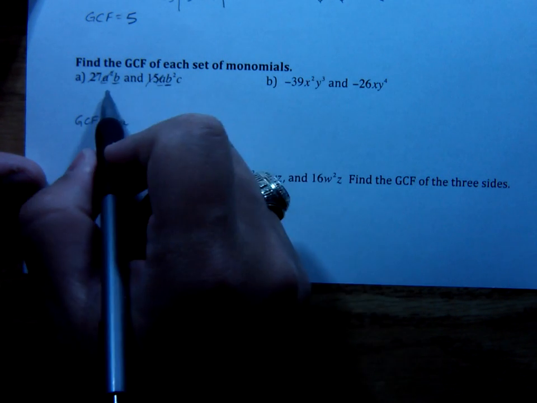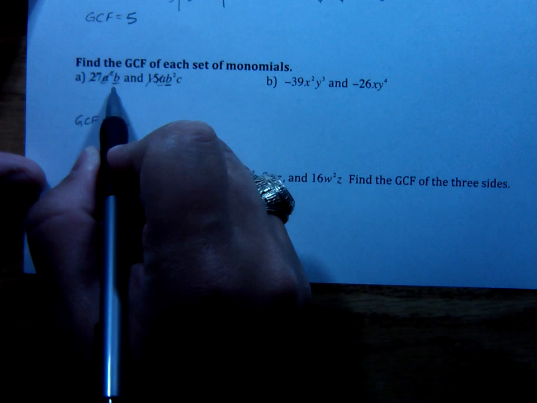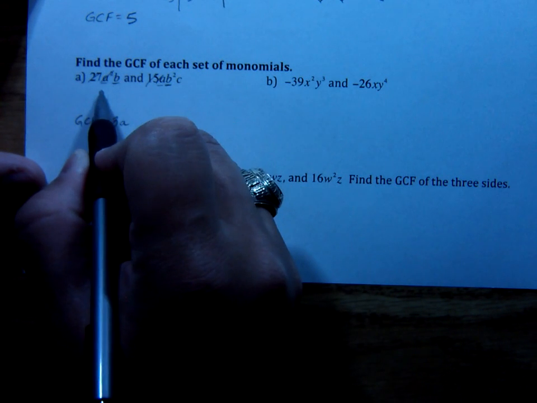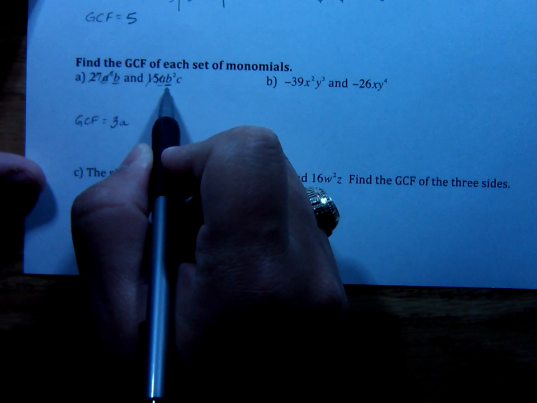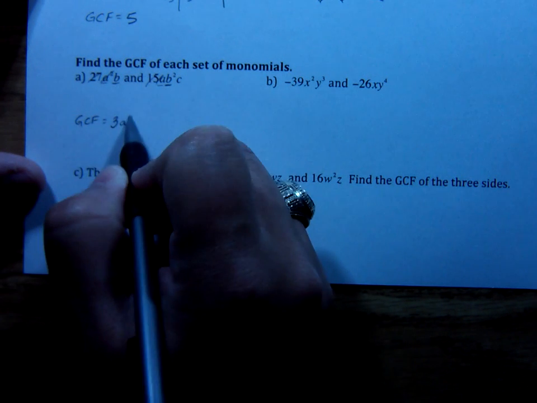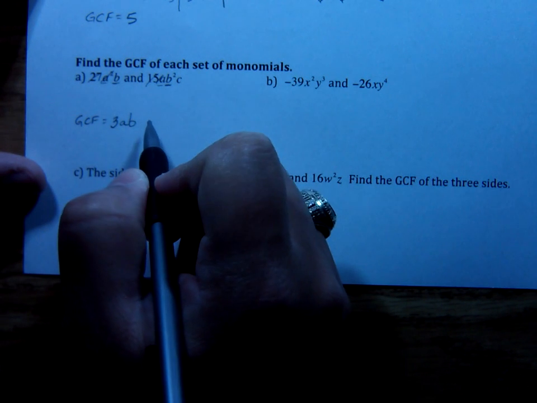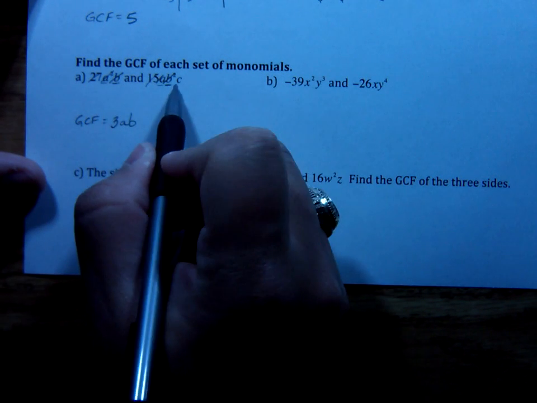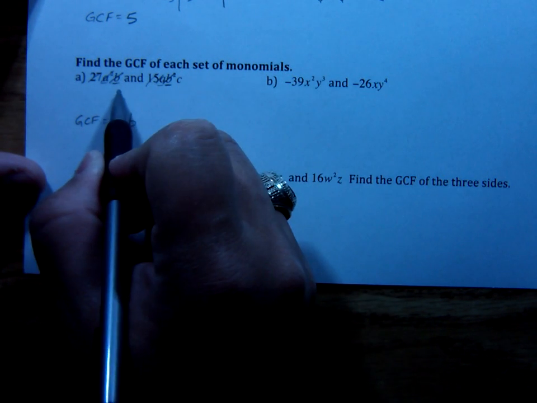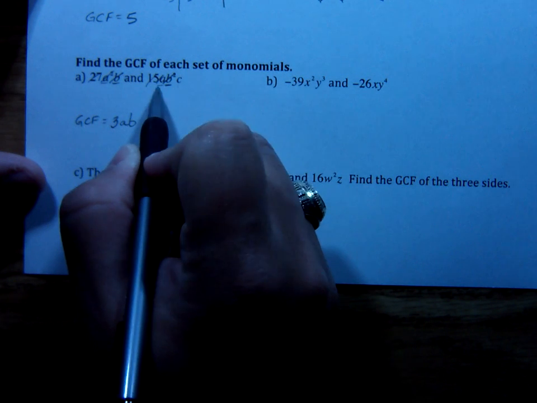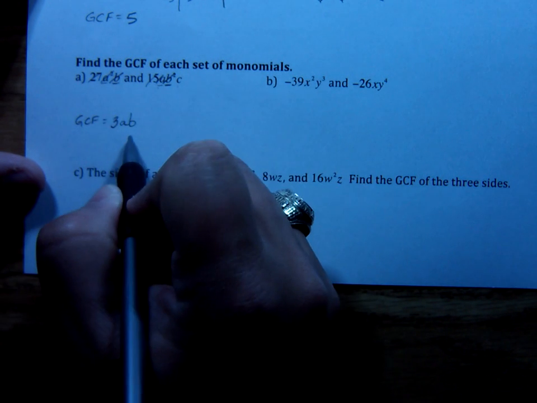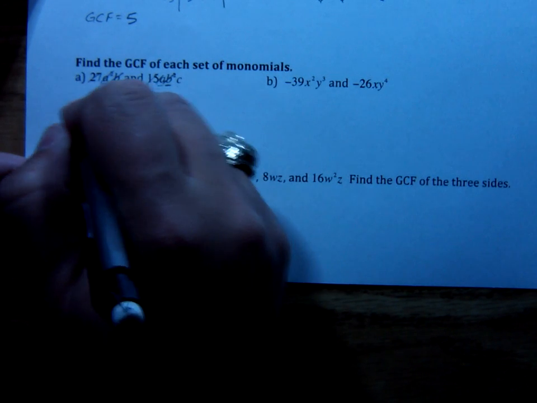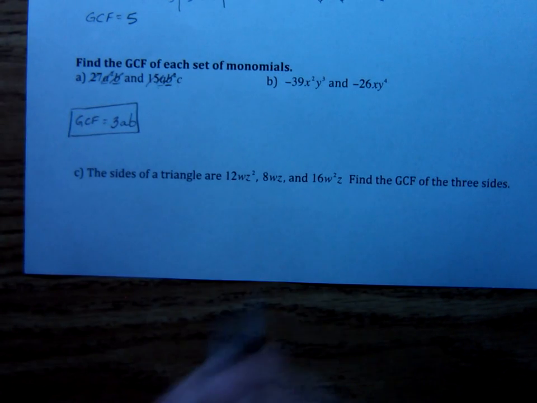Do they have B in common? Yes, they do. How many B's do they have in common? This side only has one B, but this side has 2. So they can only take away 1. So you just put B over here. Okay, so B is done. Now, do they have C in common? No, C is only here. They do not have that in common, so that is not going to be part of your greatest common factor. So your greatest common factor is 3AB.